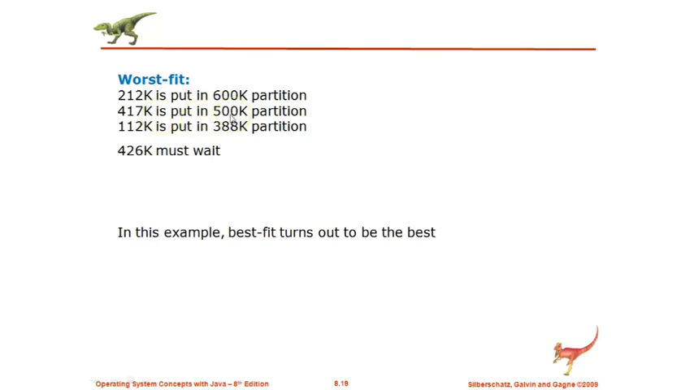Next to 500K, the available one is 388K, because after subtracting 212 from 600K, the 388K partition is remaining. So the 112K is allocated the 388K. As a result, this 426K must wait, because presently there is no memory partition which can satisfy this 426K. So here we saw all three strategies, and based on this we came to the conclusion that the best fit turns out to be the best strategy here. So in this way these strategies can be used.